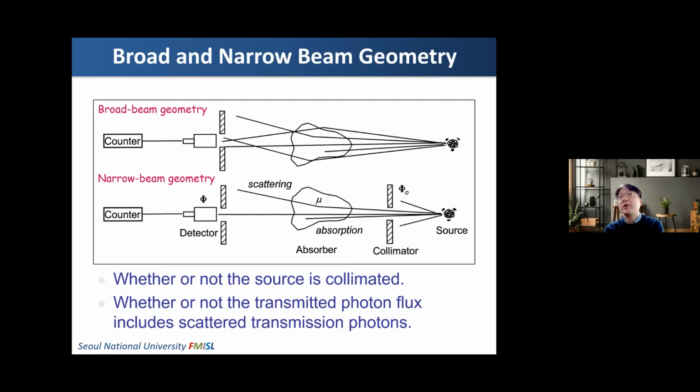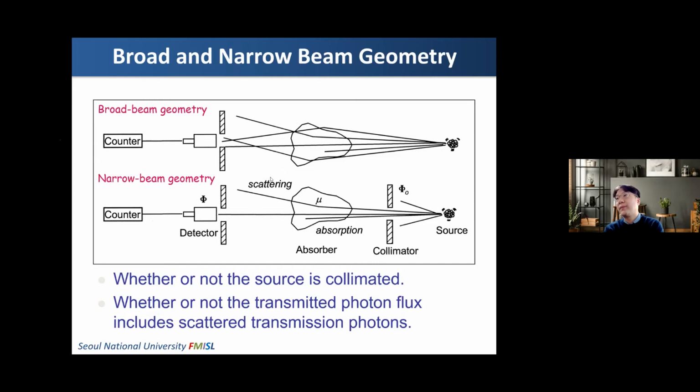Actually, the narrow beam geometry would yield a higher attenuation coefficient. I mean, in broad beam geometry, some scattered photons can come into the detectors, because the source is not collimated. So depending on which geometry we use, the attenuation coefficient will change.